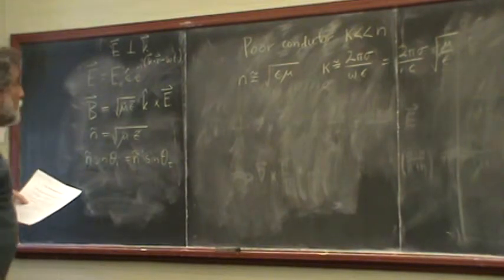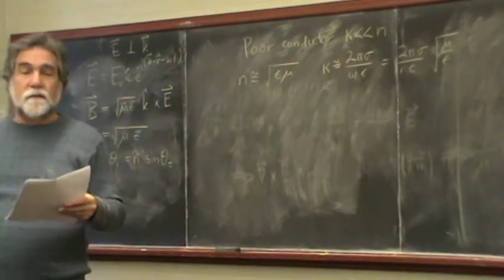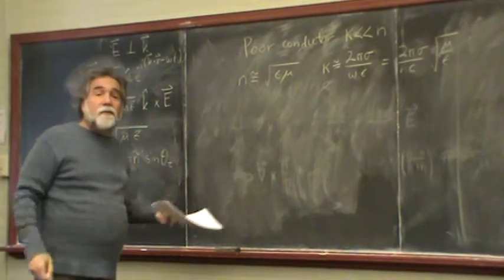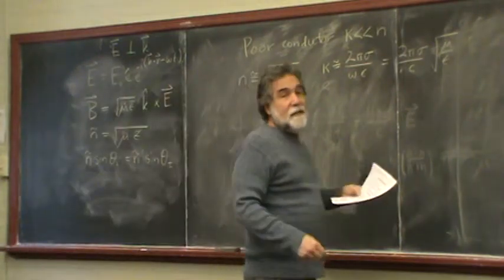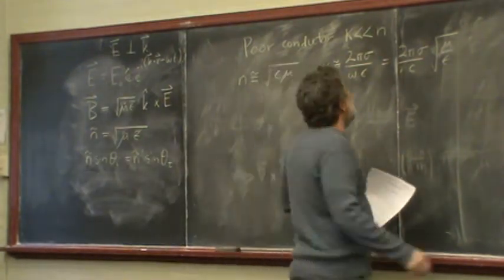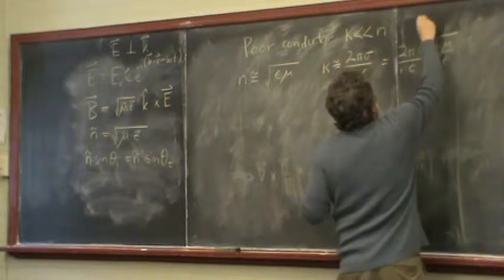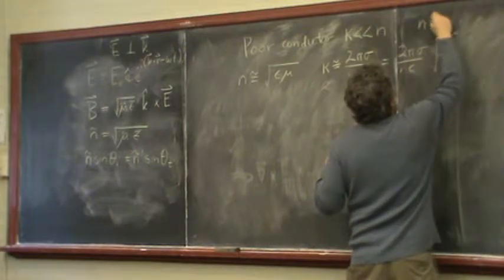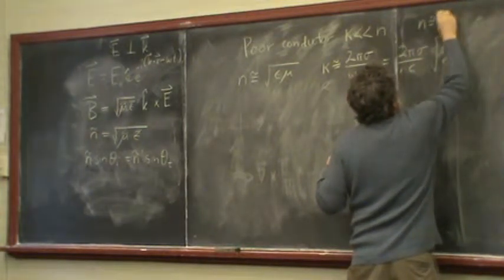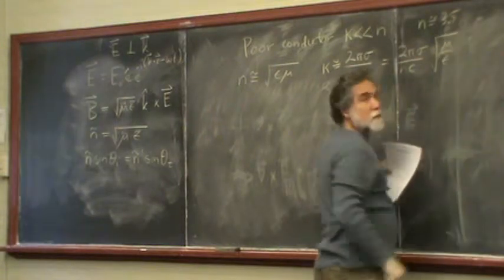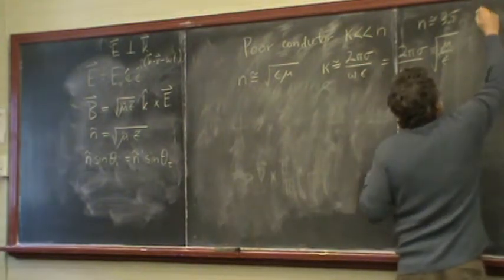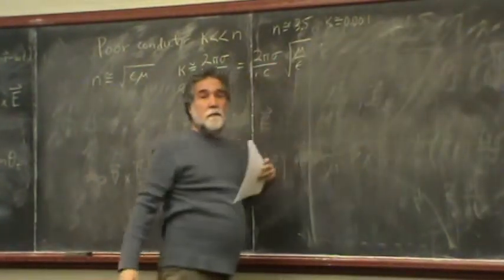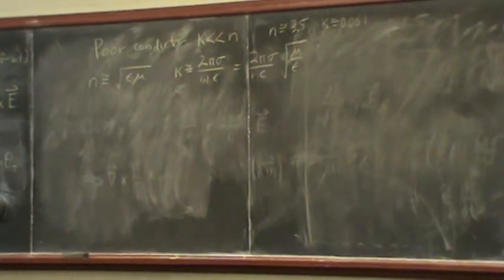Okay? Well, we know what kappa is then for a poor conductor. Now, what orders of magnitude are we talking about here? Typically, we can treat things this way when, let's say for a semiconductor, n, the index of refraction of silicon for example, is about 3.5 in the optical range, 3.5, 4. And kappa is of order 0.001. So that's a pretty good approximation.